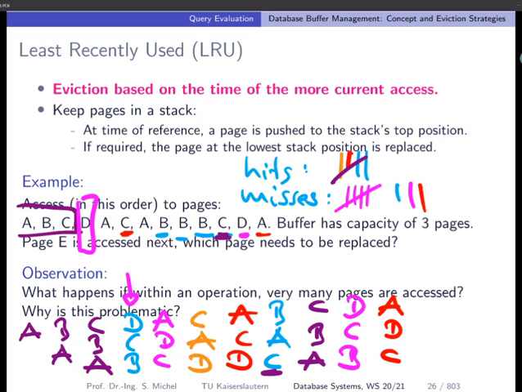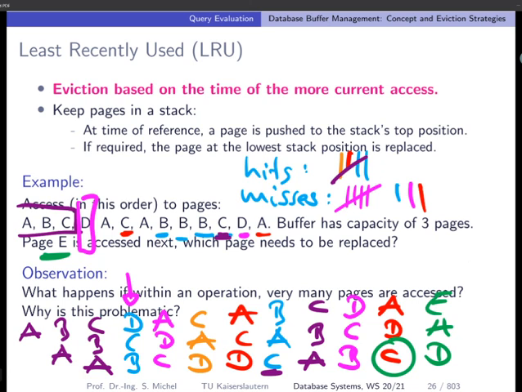And now the question that is asked here is, if you're accessing page E, which of these needs to be replaced? And now, as we understand how this approach works, it's easy to see that, of course, C has to leave. So the new buffer content after E gets accessed will be E, A, and D.